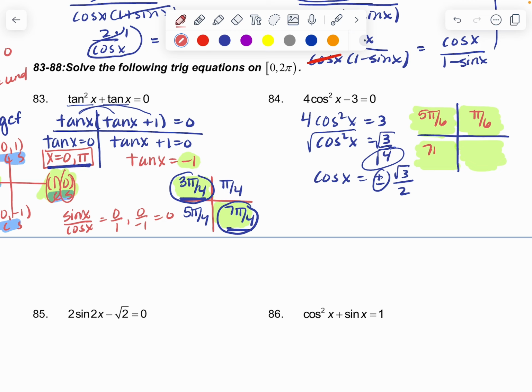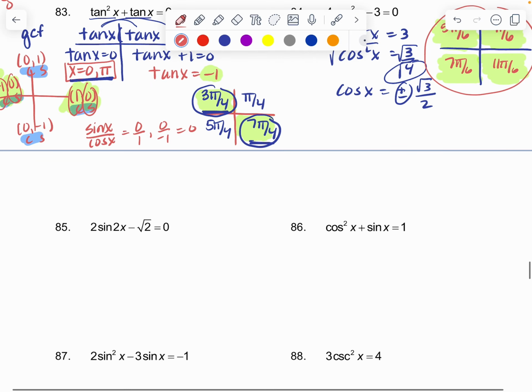5 pi over 6, 7 pi over 6, and at 11 pi over 6. And all 4 of these are going to be your answers. Okay? All right, let's look at 85.